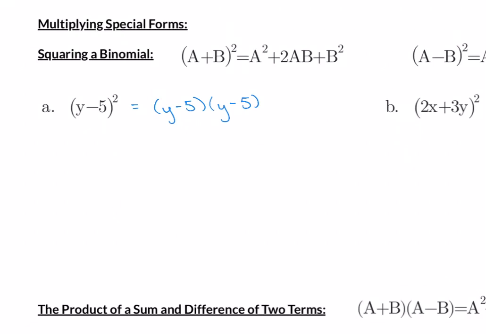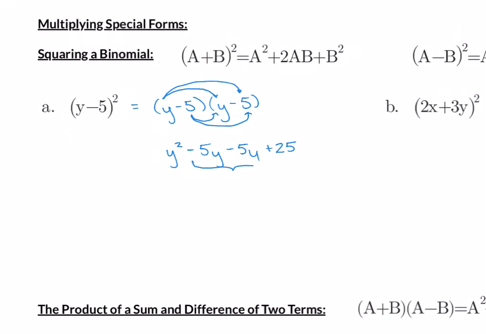If you write it in this notation, it's easy to see that we need to FOIL it, and that's what we should be doing. So if we go ahead and multiply this out, we get y times y is y squared. Outsides, we get minus 5y. Insides, we get minus 5y. And lasts, we get plus 25.